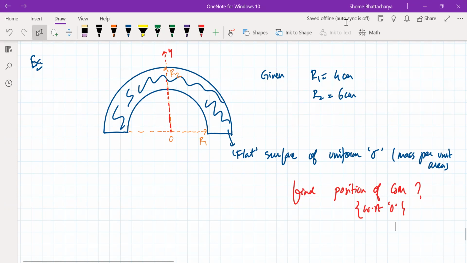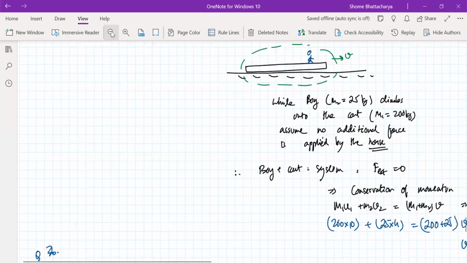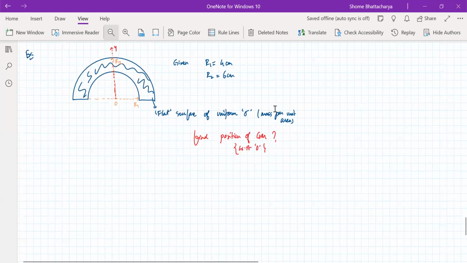You can go with an integration method also, slicing it into semi rings and all that. But since you already know the formula for the center of mass of a semi-disc, you can avoid integration and make use of the principle of superposition, the similar kind of principle we were discussing yesterday.